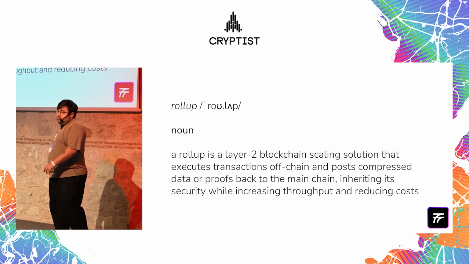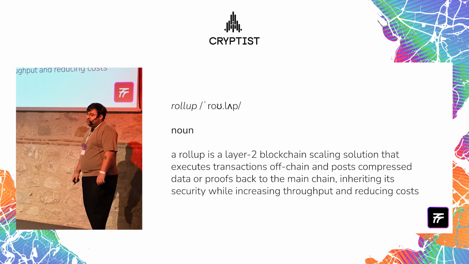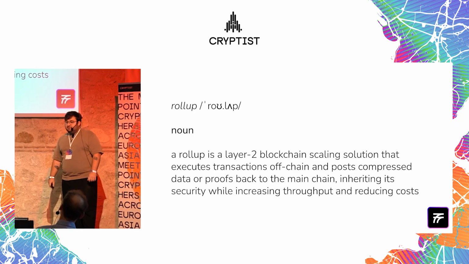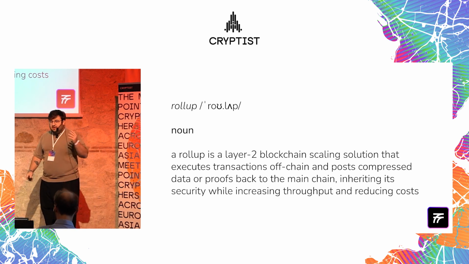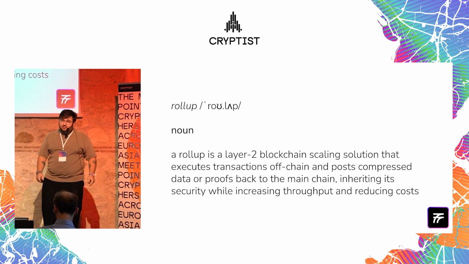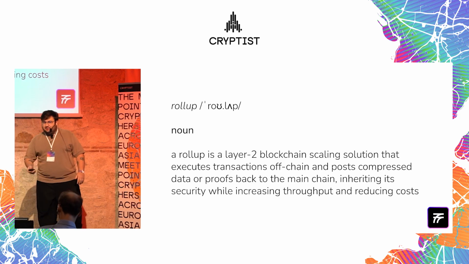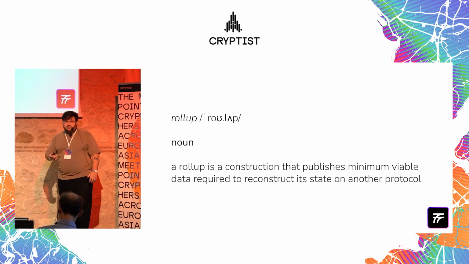A rollup is a layer 2 blockchain scaling solution that executes transactions off-chain and posts compressed data or proofs back to the main chain, inheriting its security while increasing throughput and reducing costs. No, actually, I'm lying. This is what ChatGPT told me rollup is. It doesn't really know what a rollup is. This is the actual definition of a rollup.